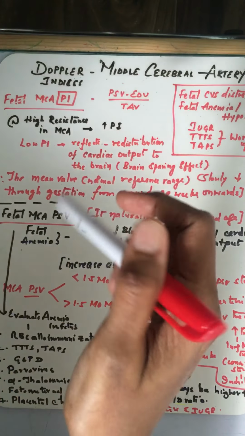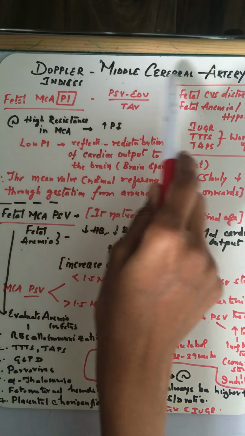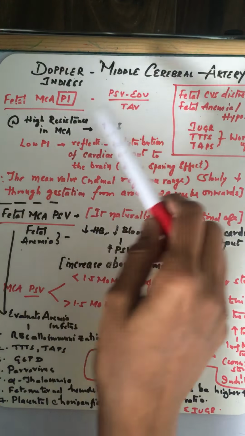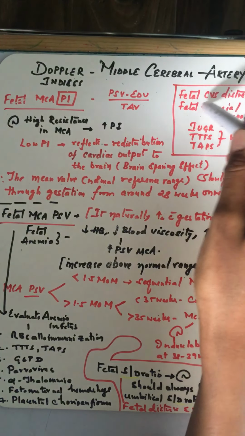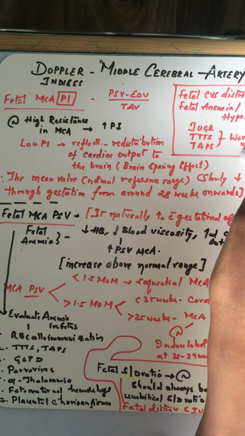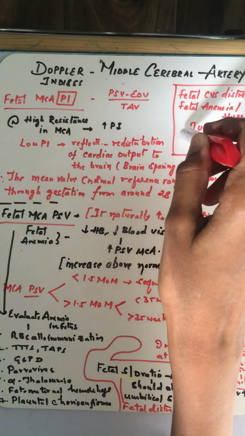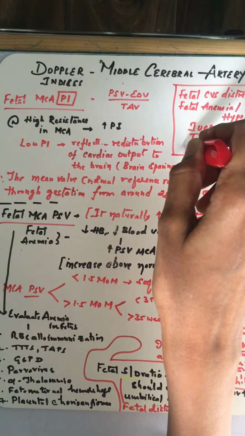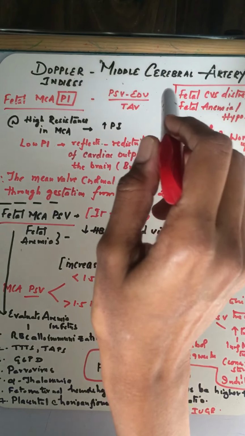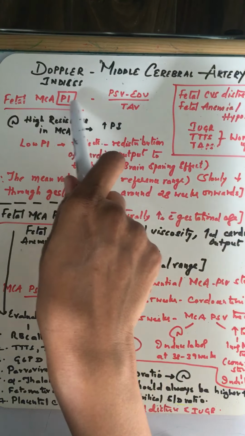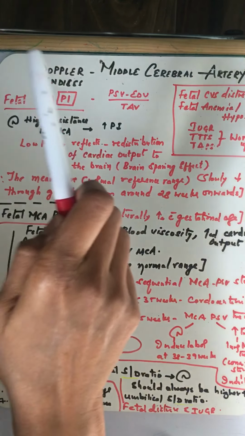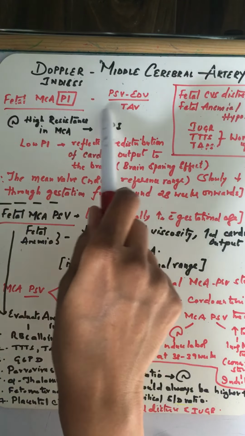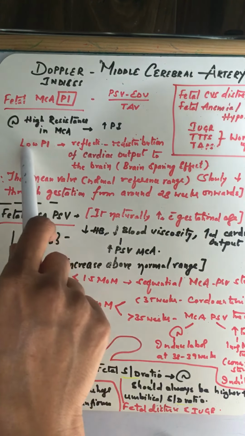Coming to Doppler indices of the middle cerebral artery. Mainly we use it for fetal cardiovascular distress, fetal anemia, hypoxemia, for the workup of IUGR, twin transfusion syndrome, and twin anemia polycythemia sequence. First, coming to PI, what is the pulsatility index? It is peak systolic velocity minus end diastolic velocity divided by the mean velocity. Normally it's a high resistance circulation, so the PI will be more. So where do you get a low PI?